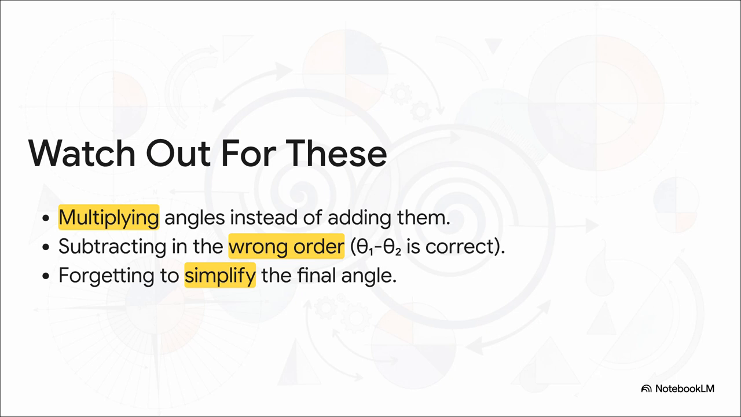Just keep repeating the mantra in your head. Multiply moduli, add arguments. Another big one is for division, getting the subtraction backward. Remember, it's always the angle on top minus the angle on the bottom. And one last thing, if your final angle is something huge, like bigger than 2 pi, it's just good form to simplify it down. Bring it back to a value between 0 and 2 pi.